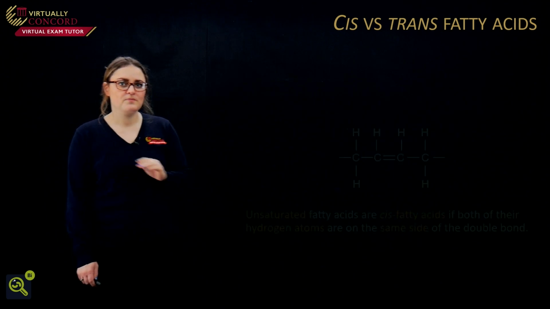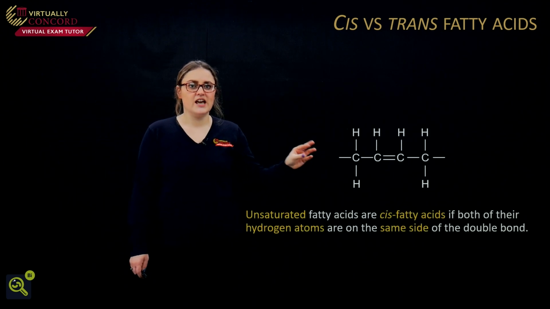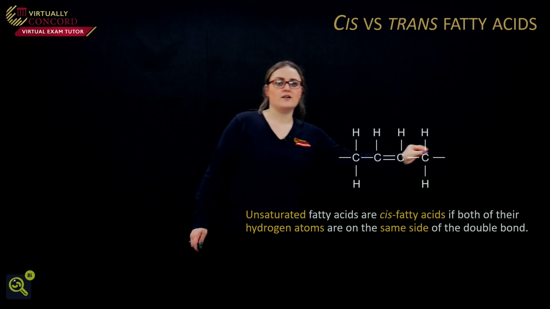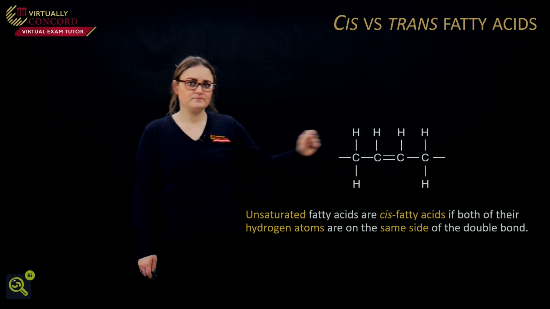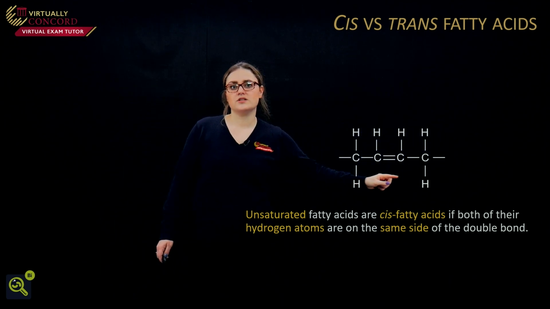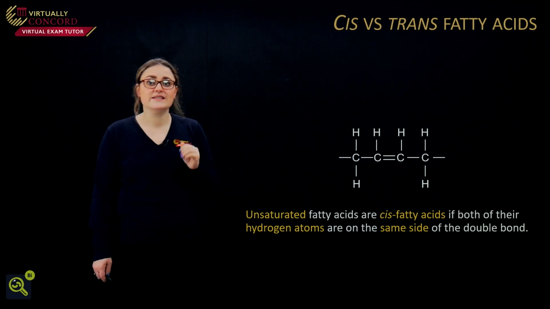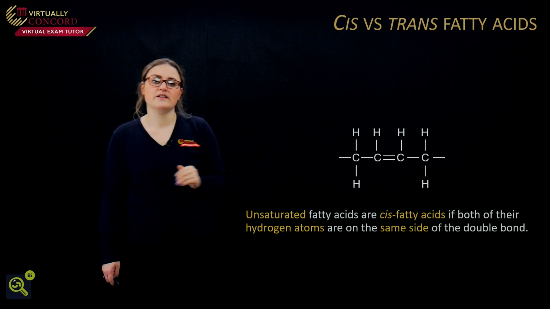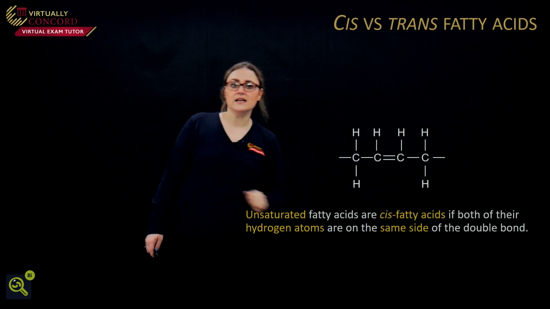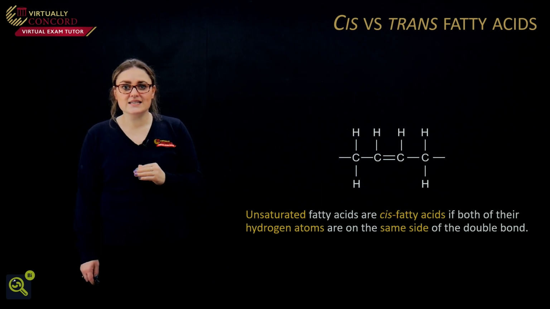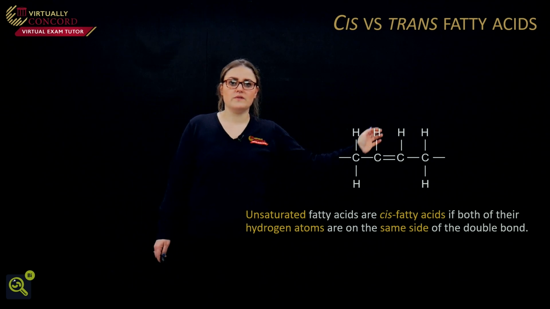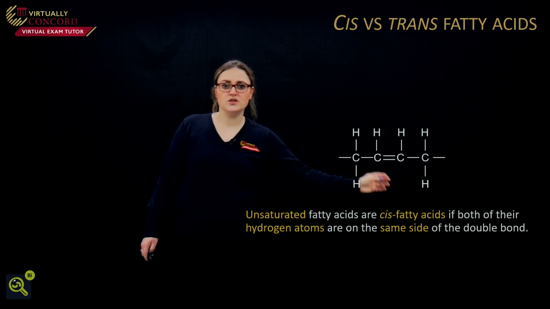So let me show you. Here we have a fatty acid chain. Now this can extend this way and obviously at the other end as well. We have our carbon-carbon double bond in the middle here, and both of those hydrogens are on the same side of that double bond. They could be at the top or they could have been underneath, okay? But this is what we call a cis fatty acid. So they're both on the same side, either top or bottom, okay?